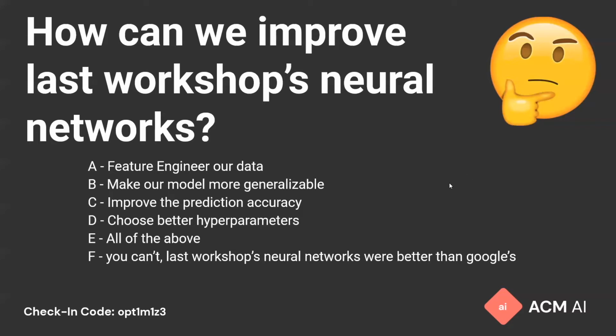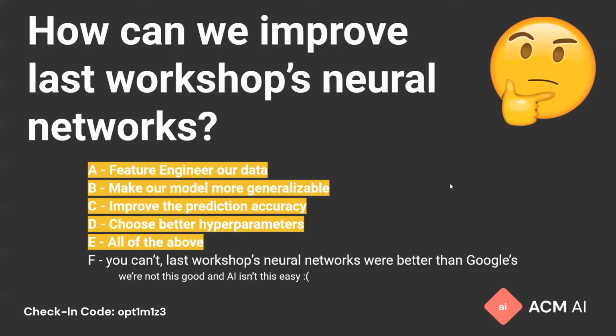Well, actually, it's E. So you can feature engineer your data. That means you can select features from a data set and run your network through that. So instead of training on unnecessary or useless information, it has only the relevant data that's required to make the decision or prediction. You can generalize your model. This is something that we'll cover a bit briefly in optimization. And ideally, we want better prediction accuracy and better hyperparameters.